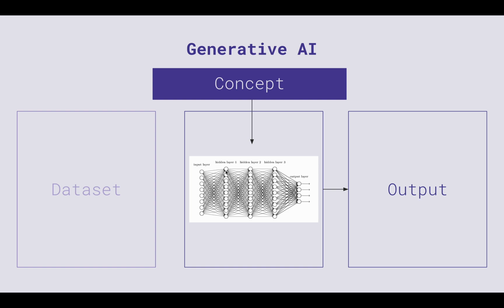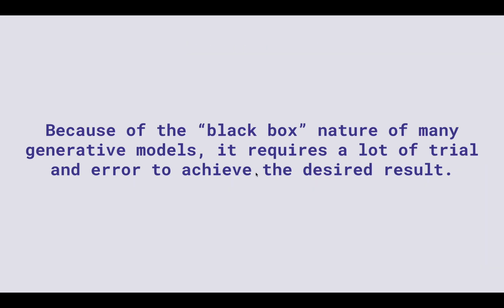And this is the key to generative AI, and why I think so many people struggle with it today: there's no clear rule book for a lot of it. This black box you see here is the nature of most of these generative models, and it requires a lot of trial and error to achieve the desired result.